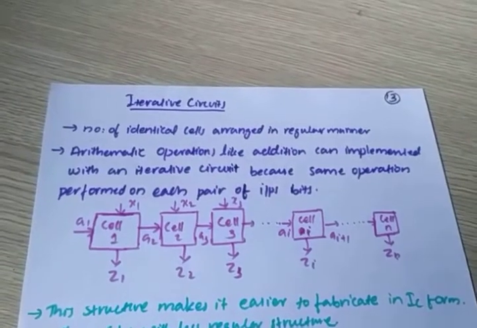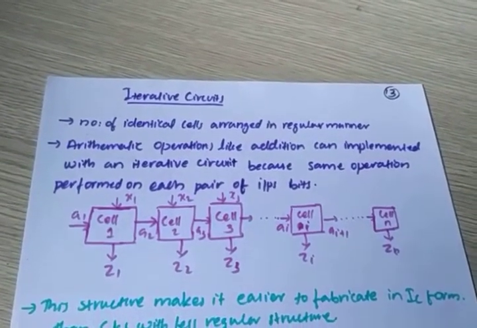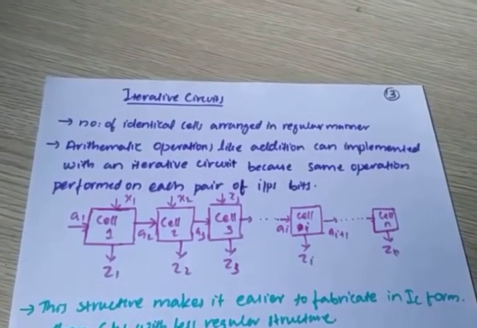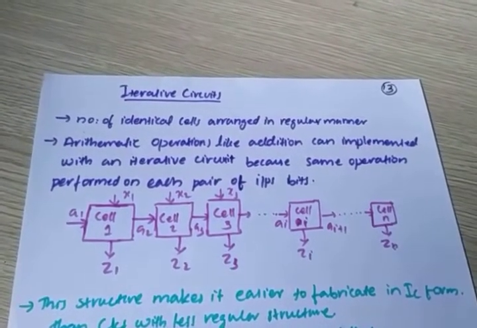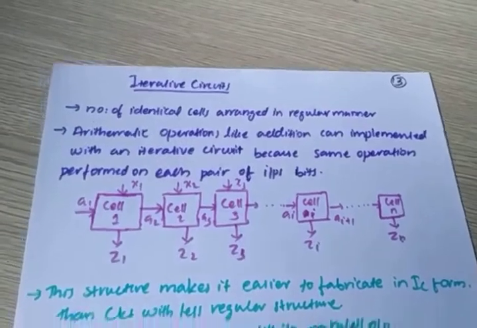Okay, addition means consider a 2-bit addition or 3-bit addition. Bits are added, and the same operation happens in each and every cell. So that can be arranged in a particular manner. Such a type of circuit is called an iterative circuit.